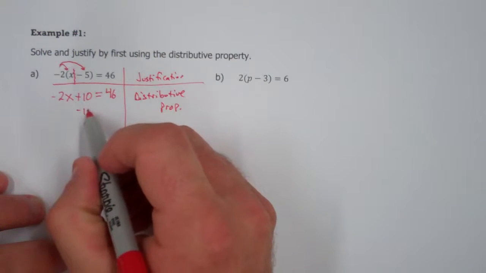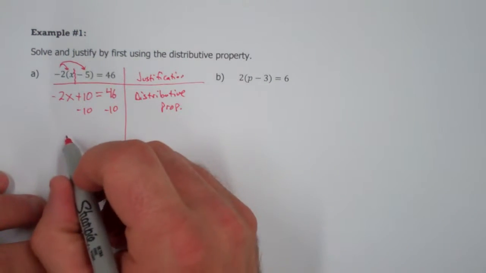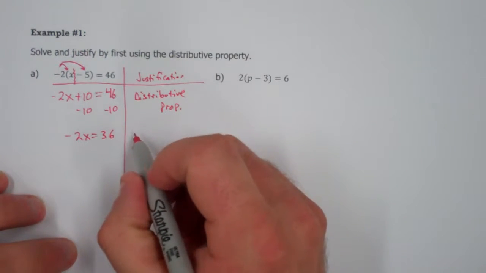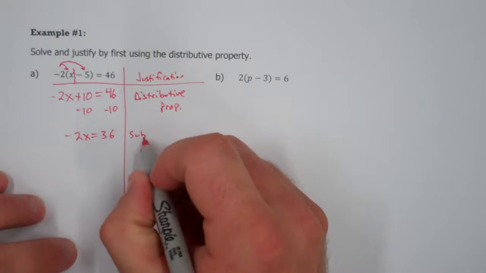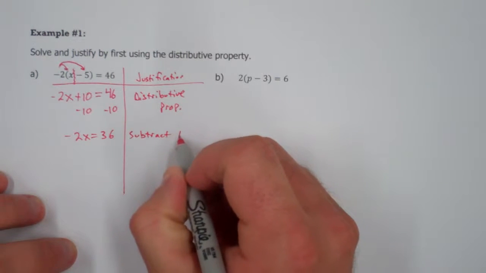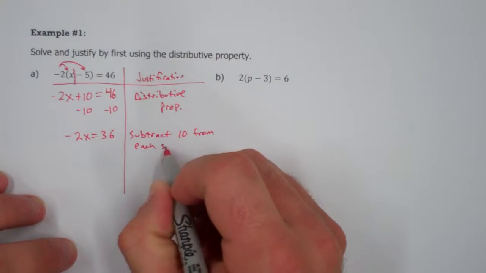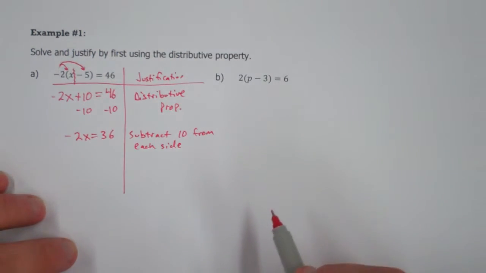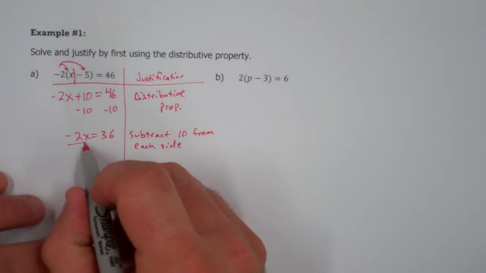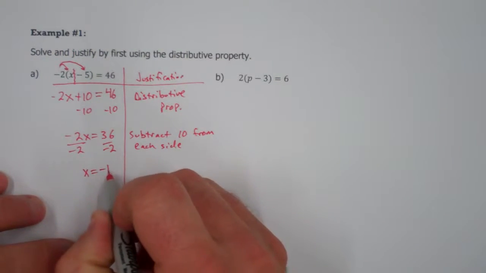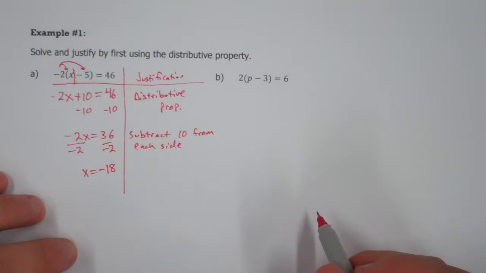The next step would be to subtract 10 from both sides. We'll have -2x is equal to 36. So we could write subtract 10 from each side. And this is also the subtraction property of equality. We could divide by -2 here. And x will be -18.